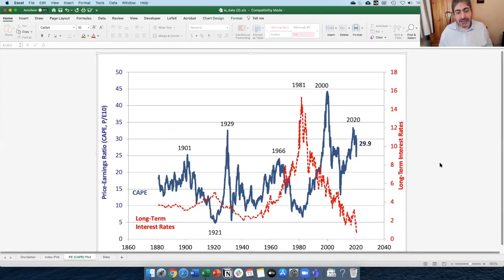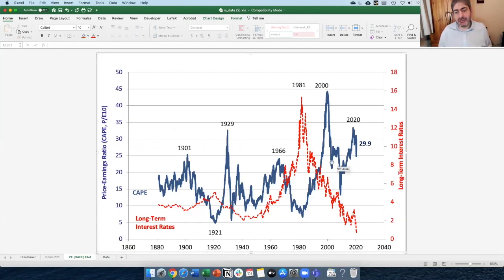Forget about the red line. The red line is interest rates. Doesn't matter for us. As you can see, today, CAPE is 30, or 29.9, and that's very high, okay? It has been higher than 30 only twice. One was during the tech bubble of 2000, and one was in 1929. Those were the only two situations where the CAPE was higher than 30, okay?